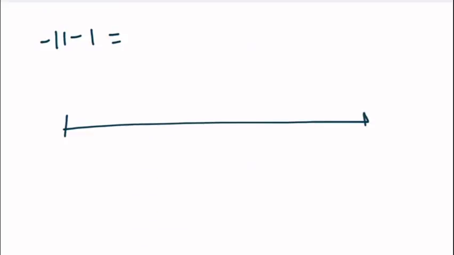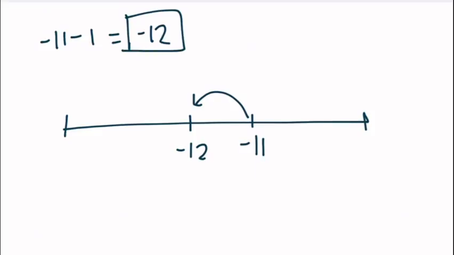How about -11 minus 1? Plot -11 and move to the left just 1 time, and that would be -12. Hopefully through these examples you are able to grasp the concept of adding and subtracting integers.